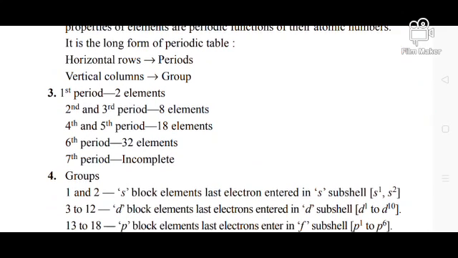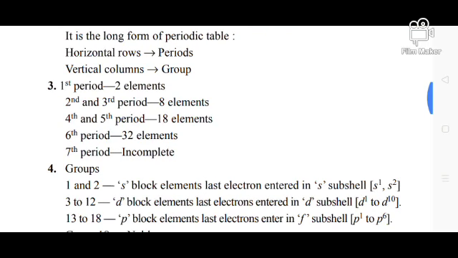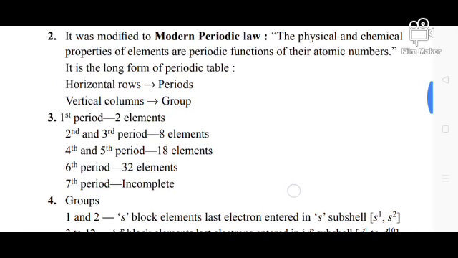The first period contains two elements. The second and third periods contain 8 elements. The fourth and fifth periods contain 18 elements, the sixth period 32, and the seventh period is incomplete till now. More research is going on for new discoveries. So this is the general idea about the different periods.